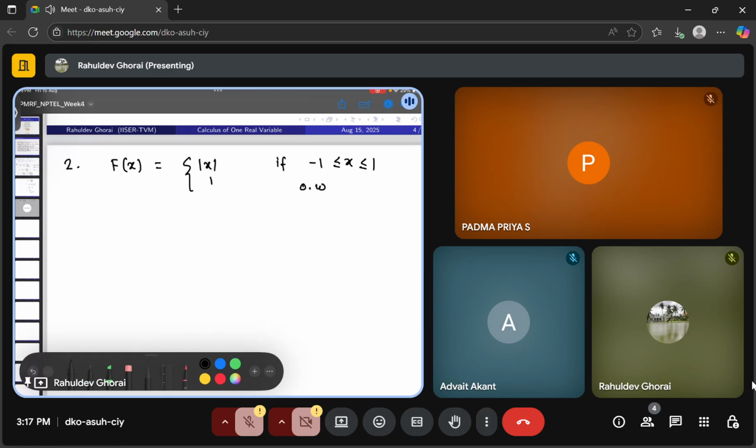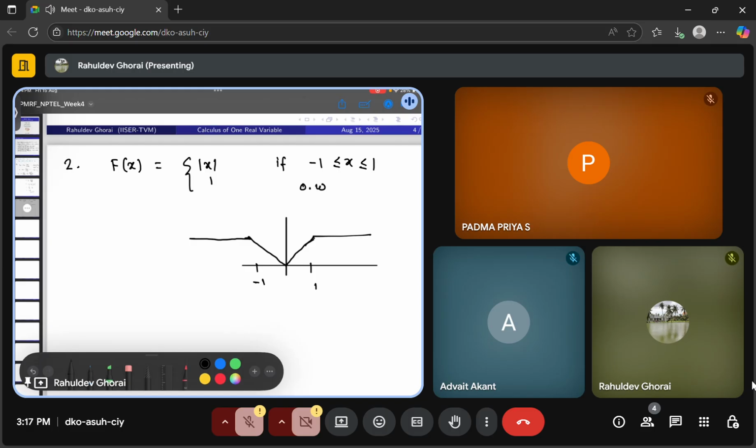OW means otherwise. That's the notation I use. Otherwise, how will the function be? Can you draw the function? If you draw it, this will be from minus 1 to 1. It follows this type of shape. This is the x-axis. The symmetry will be there, right? Then otherwise it is 1. That's the function.